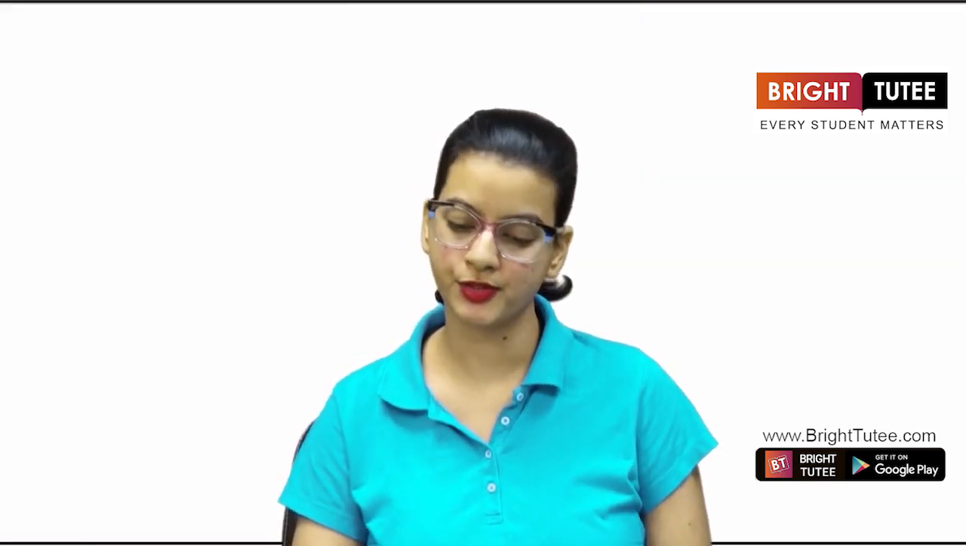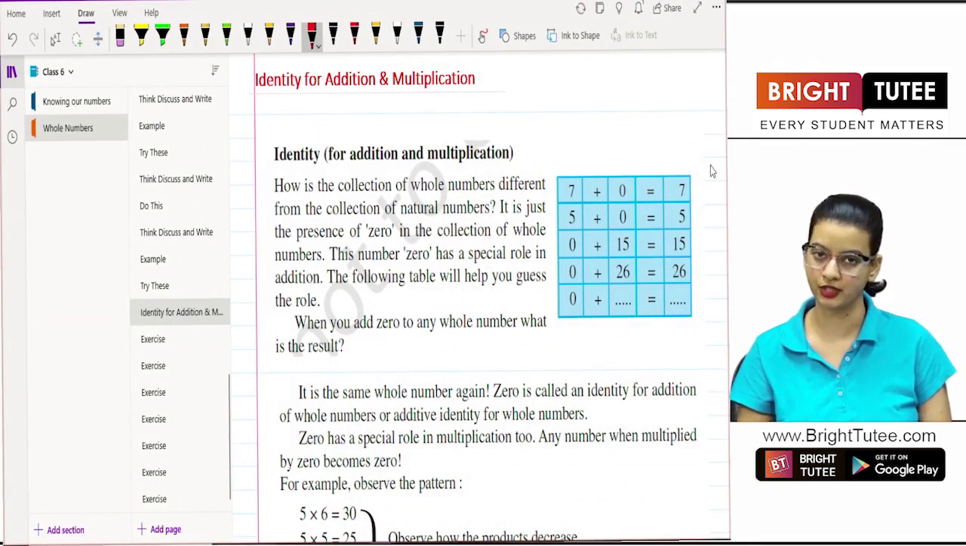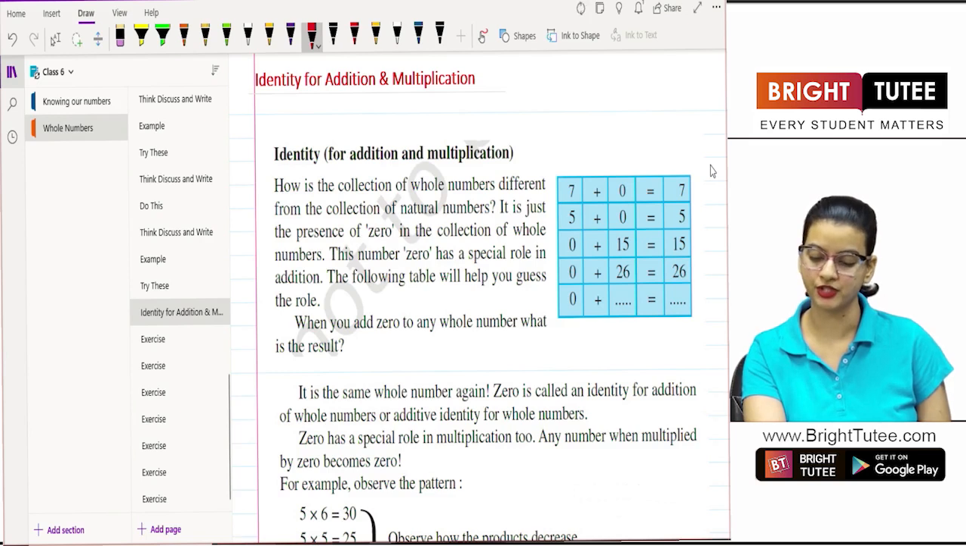So moving forward, students, we have another topic in whole numbers, that is identity for addition and multiplication. So let's talk about identity for addition and multiplication. How is the collection of whole numbers different from the collection of natural numbers? You know that whole numbers include 0 plus the complete set of natural numbers. So it is just the presence of 0 in the collection of whole numbers.